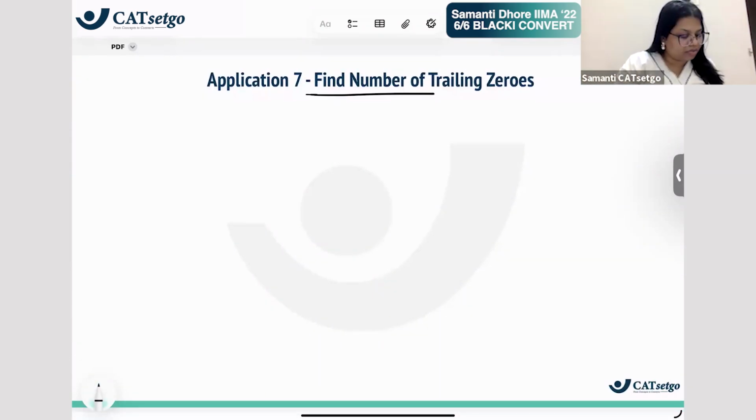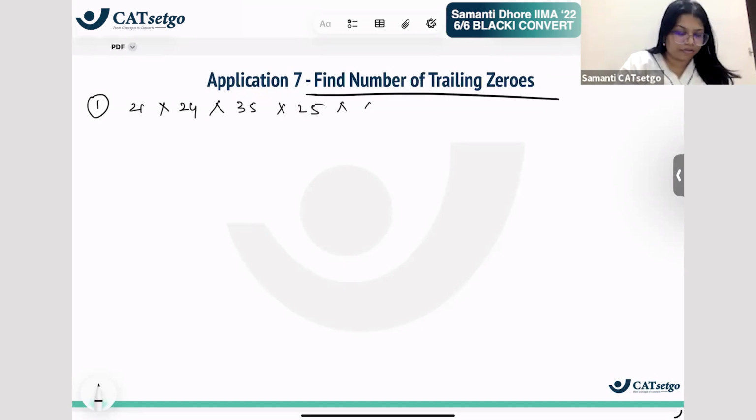I'll give you, okay. Find the number of trailing zeros in this multiplication. It is 21 into 24 into 35, 25, 45, 32. These numbers are multiplied. You tell me how many trailing zeros are there.